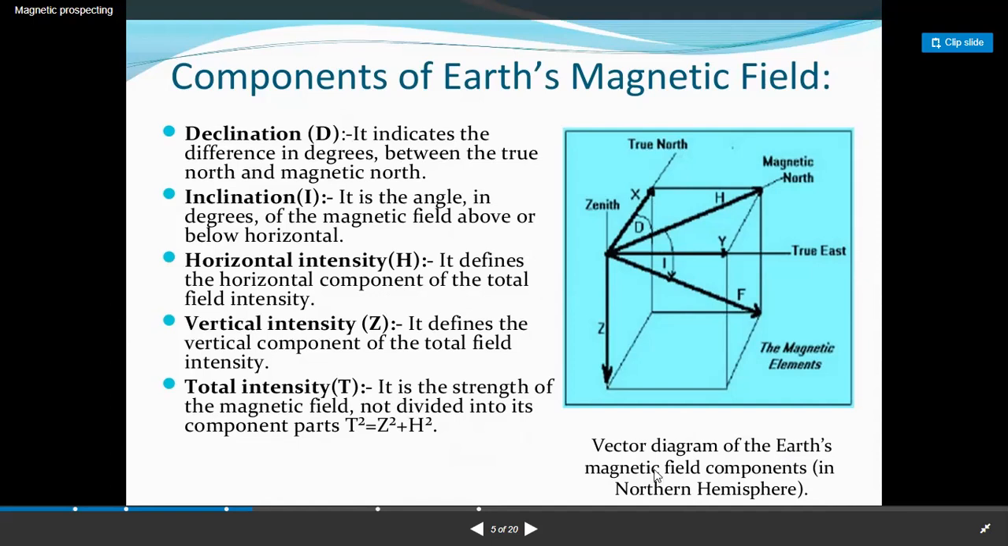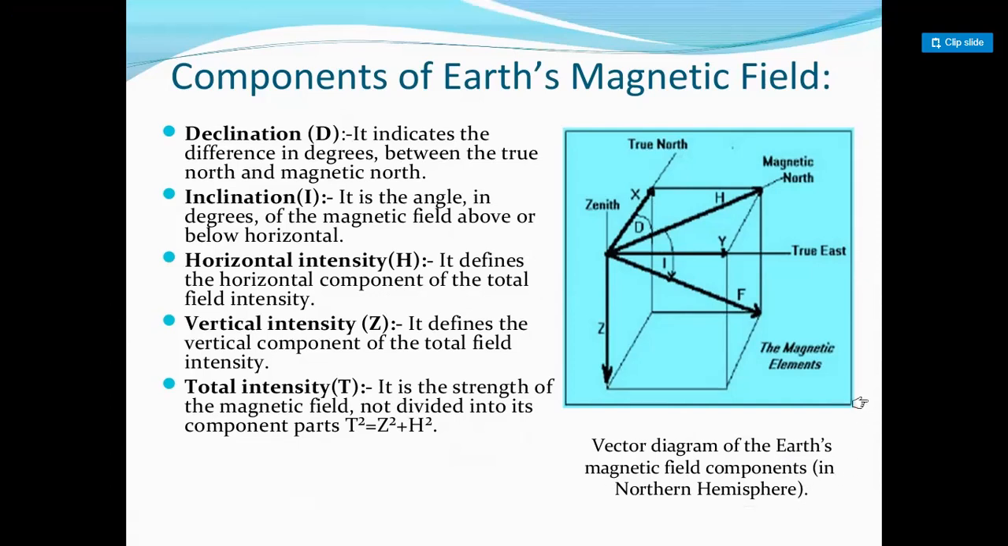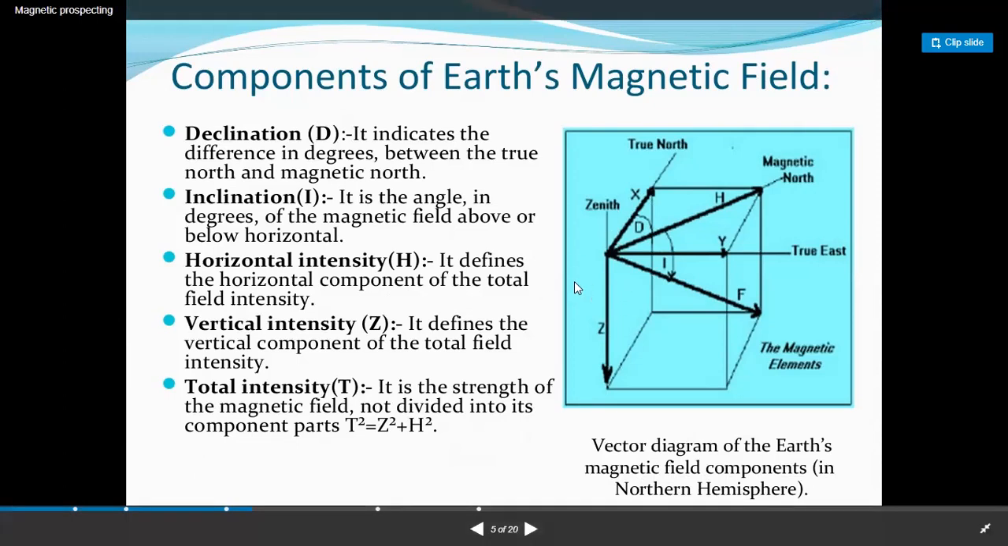Here, the vector diagram of Earth's magnetic field components in the northern hemisphere. Zenith, guys. Here this is the true north. These are the magnetic elements. This is the true east. This is the magnetic north. So total intensity: T squared is equal to Z squared plus H squared.